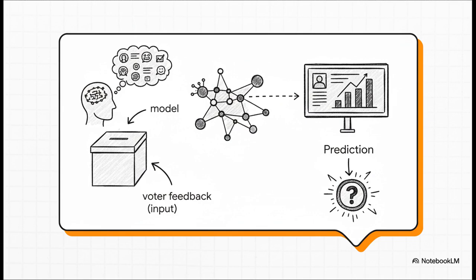An election exit poll. You've got all this feedback coming in from thousands of voters. That's your input data. And crucially, you know who they actually voted for. That's your output, your correct answer. The goal is to train a model that can look at this early data and predict the final election result.